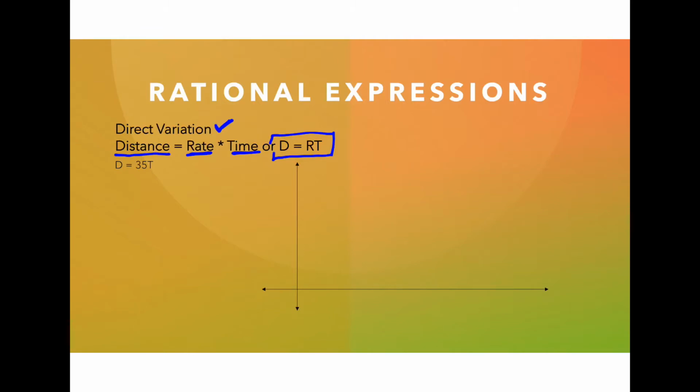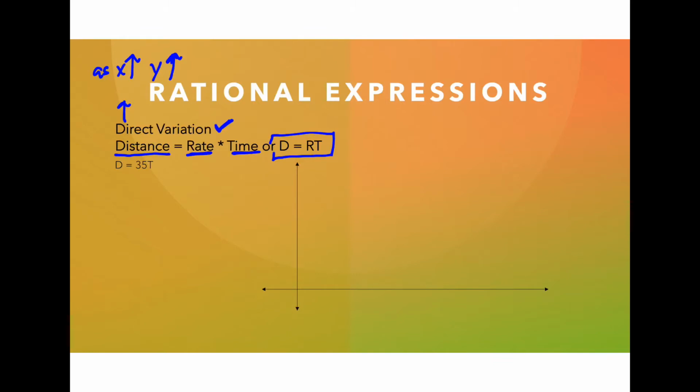With direct variation, as my variable x increases, we see the y increase as well. Sorry, I started to say decrease there. So with direct variation, they always go in the same direction. As x increases, y increases. So as the time or the rate that I'm traveling increases, the distance will increase as well.